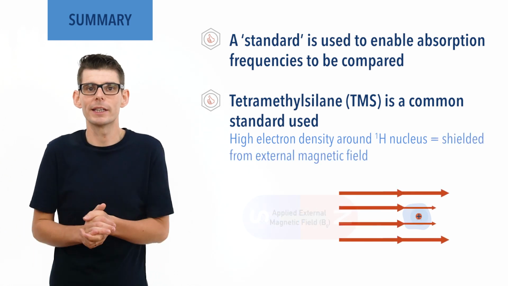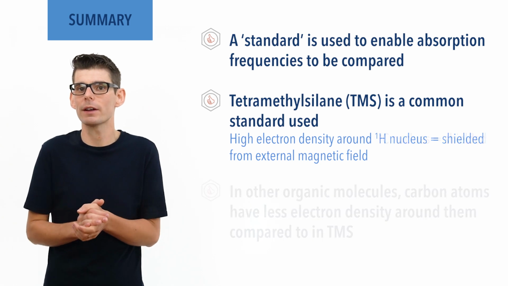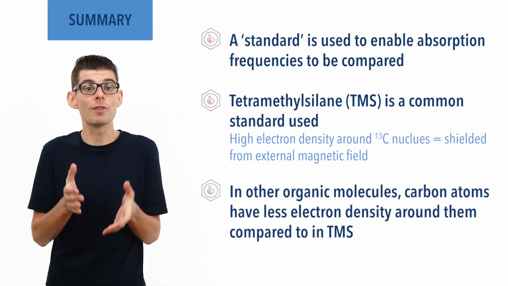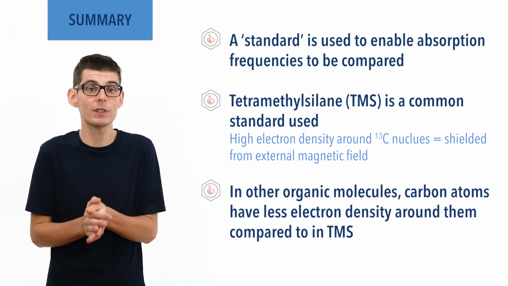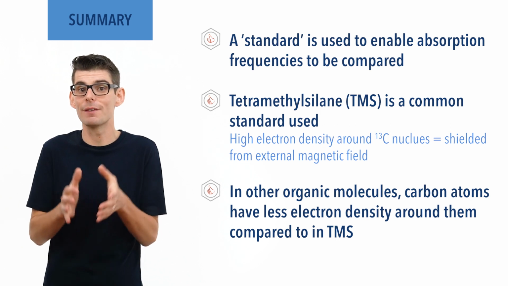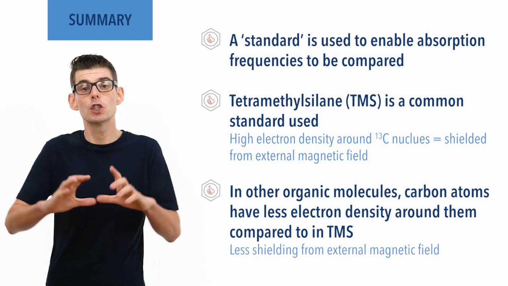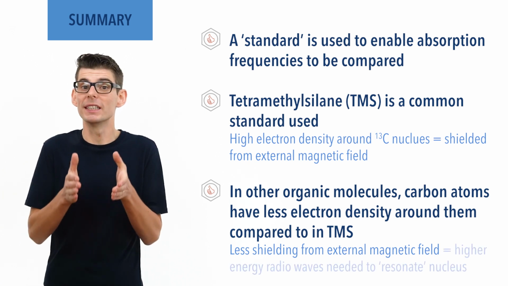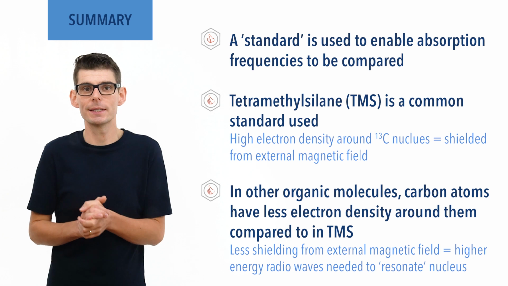In all other organic molecules, a proton in a hydrogen atom won't have such a high electron density around it, as it's rare for hydrogen to be bonded to atoms with a lower electronegativity than itself. As a result, such protons have less shielding around them and slightly more energy is needed to flip their spin, meaning higher energy radio waves of a higher frequency are needed.